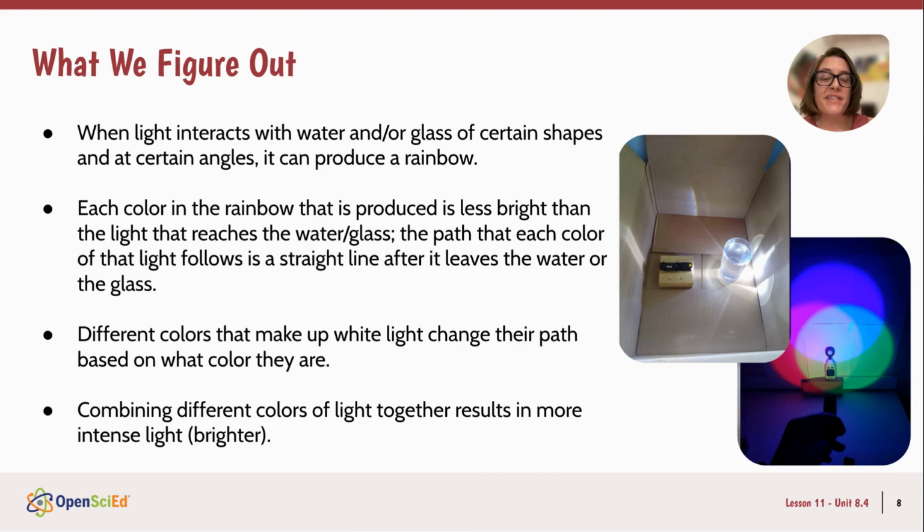Where we're not going in this lesson is having specific conversations about quantitative data. We're not measuring the angle of reflection or refraction, and we're not talking about specific wavelengths. We're only talking anecdotally and with qualitative information, such as red refracts the least and blue or violet refracts the most. And so you can predict the order of the colors that you'll see when a rainbow is produced.